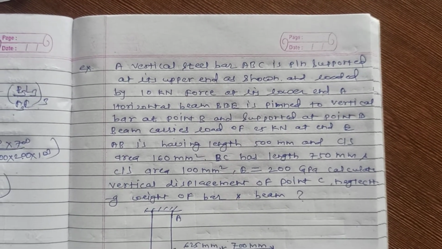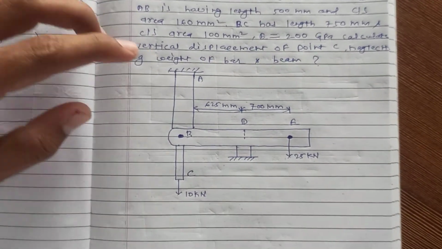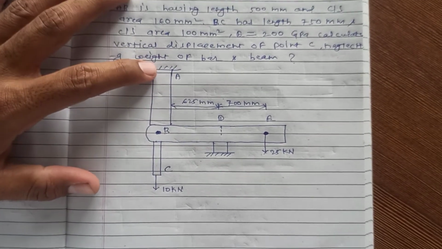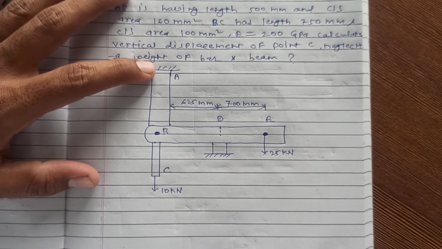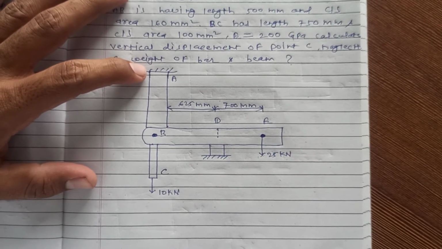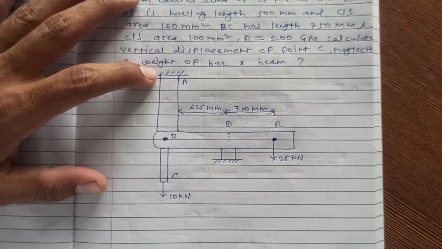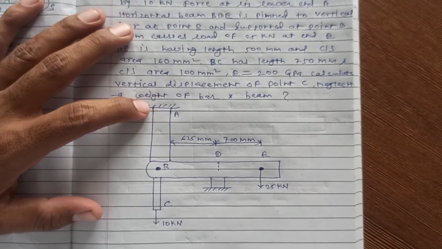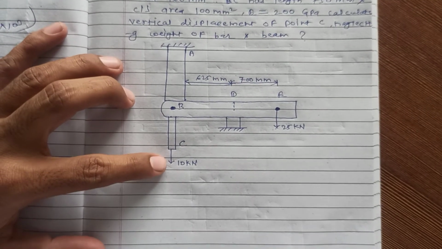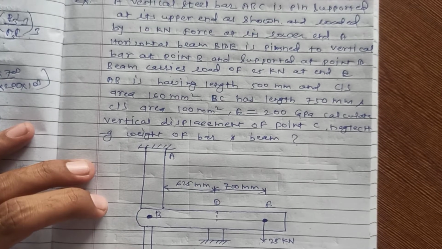A vertical steel bar ABC is pin supported. ABC, it is pin supported at its upper end. This is the pin joint. As shown in the figure, and loaded by a 10 kilonewton force to its other end, that is the lower end. This is the 10 kilonewton force.